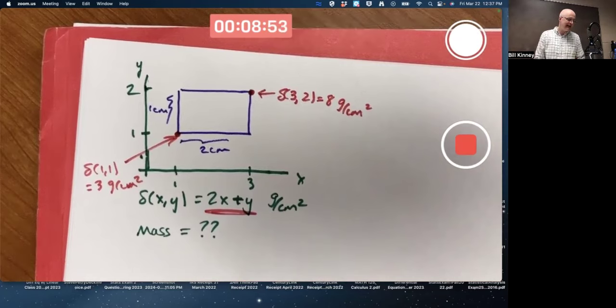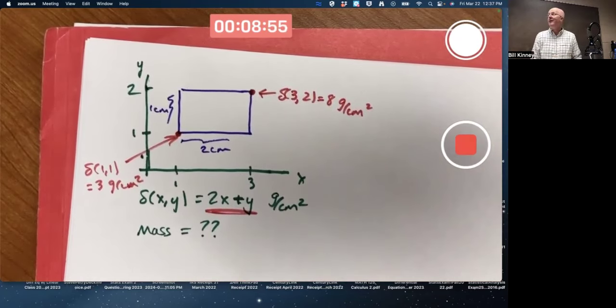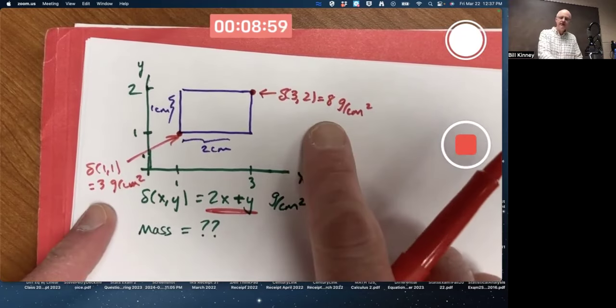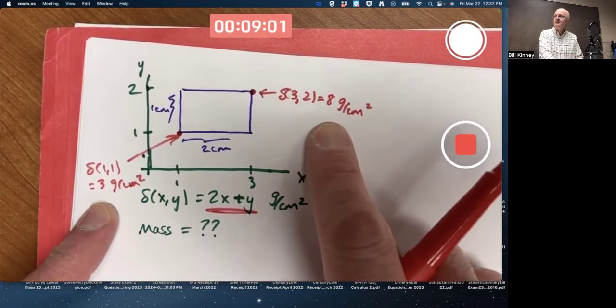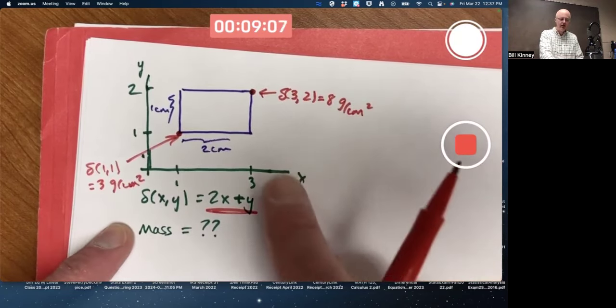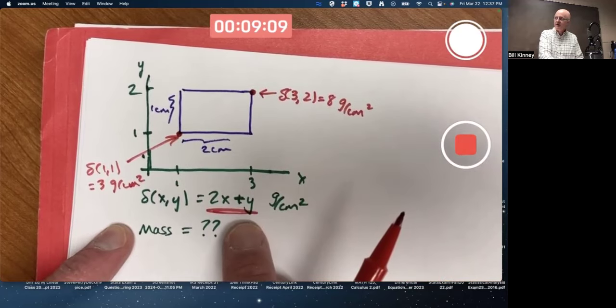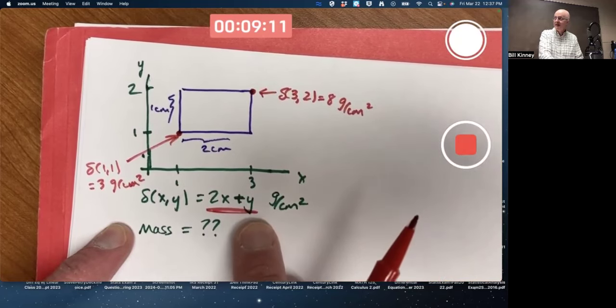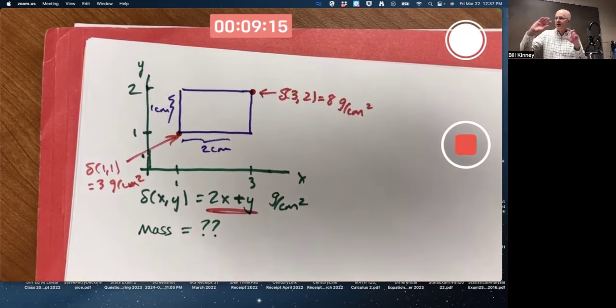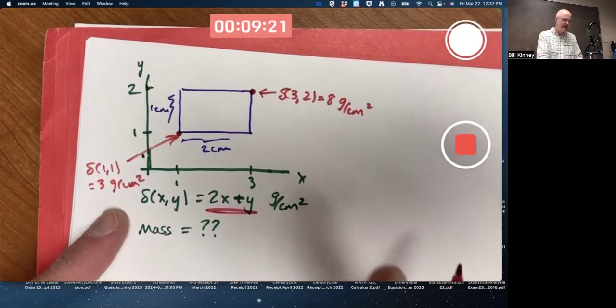You would think, because of that, its average value over the entire rectangle should be the average of these two numbers. 3 plus 8 is 11, divided by 2 is 5.5. That should be the average value of this function over the entire rectangle, because it's such a simple function, a linear function. If it were more complicated, like 2x squared plus cosine of y, then all bets are off. It would not necessarily be the average of the extremes, but because it's so simple, it should be the average of the extremes.